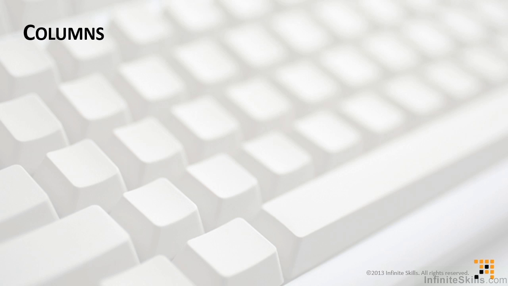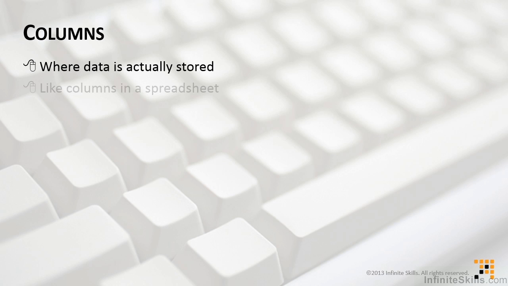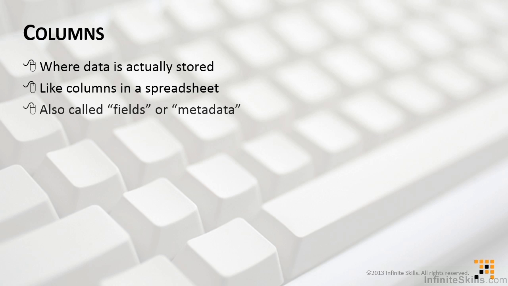So let's talk a little bit more about these wonderful, amazing things that are going to hold our data, and those are primarily the columns. This is where data is actually stored. If you think about a spreadsheet, you'll be in good shape, because really, these are a lot like spreadsheets, or database tables if you're more comfortable. Columns can also be called fields or metadata. And again, there are technical differences, but we're not going to go there. So if you want to refer to them as columns, fields, or metadata, for our purposes, all three of those things mean the same thing.